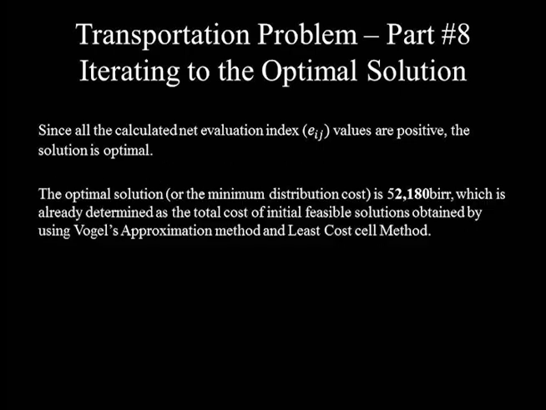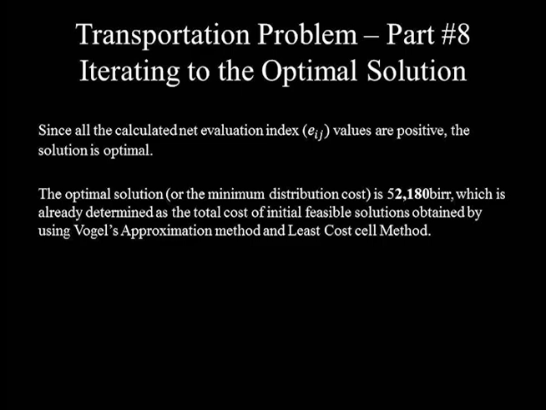Therefore, the optimal solution or the minimum distribution cost is 52,180, which is already determined as the total cost of initial feasible solution obtained by using Vogel's approximation method as well as least cost cell method. From this problem, we learned that the initial feasible solution by itself can be an optimal solution.